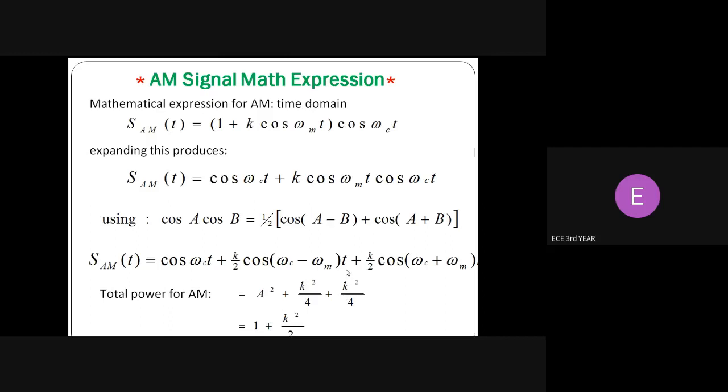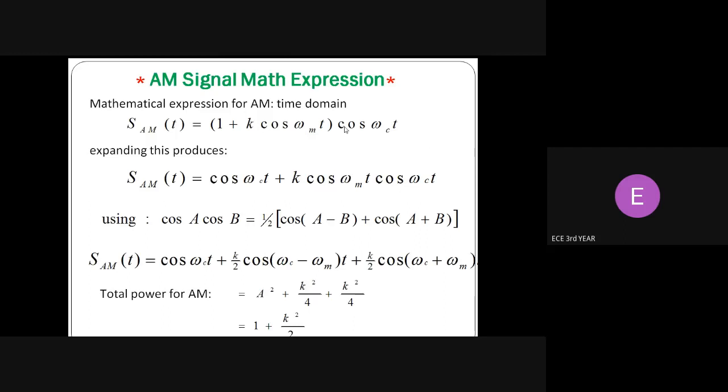Fine. SAM of t equals 1 plus k cos omega mt, where k is the constant, times cos omega ct. Expanding this procedure, we can expand the above equation. This is nothing but a constraint equation, and it can be expanded by multiplying cos omega ct in, and the equation would be SAM of t equals cos omega ct plus k times cos omega mt and cos omega ct. So this is how the expansion has been done.